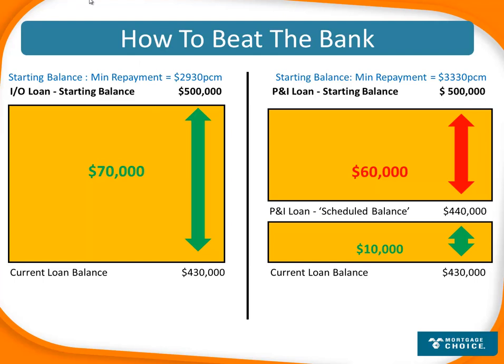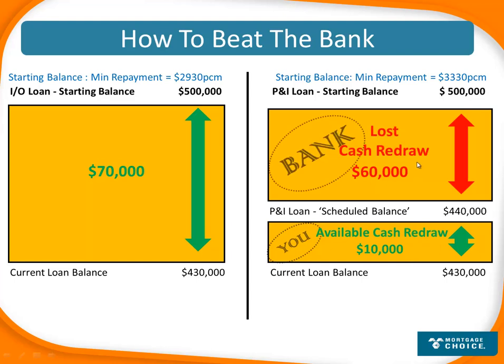With interest-only, anything that you pay above this $2,930 per calendar month is principal repayment. So what we recommend to all our clients is that they pay $3,330 per calendar month on their interest-only loan, and that will mean that their interest-only loan will operate exactly like a principal and interest loan. The huge difference is this: the person on the principal and interest loan will only have available cash redraw of $10,000. The bank here are taking away $60,000 that you can never ever get access to again.